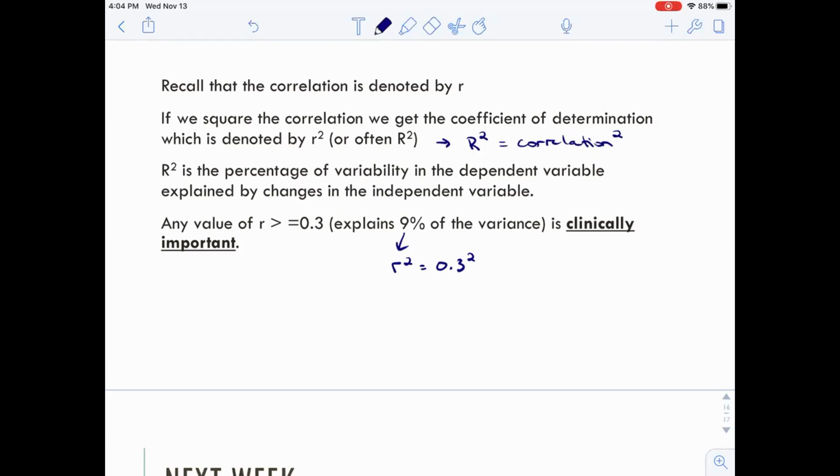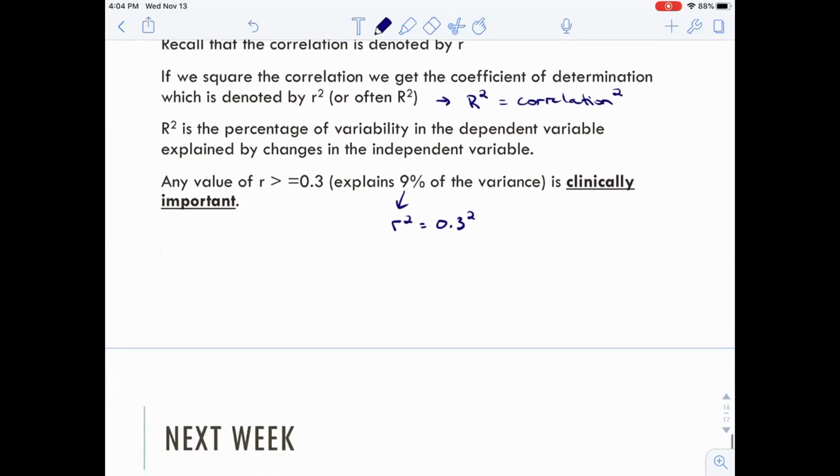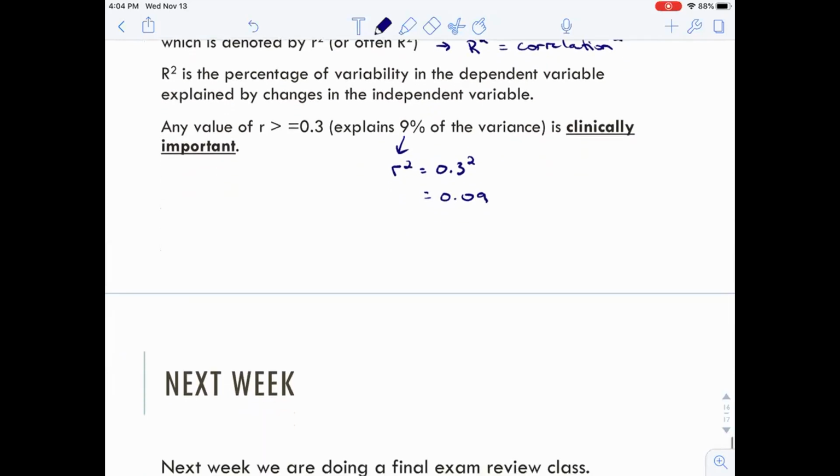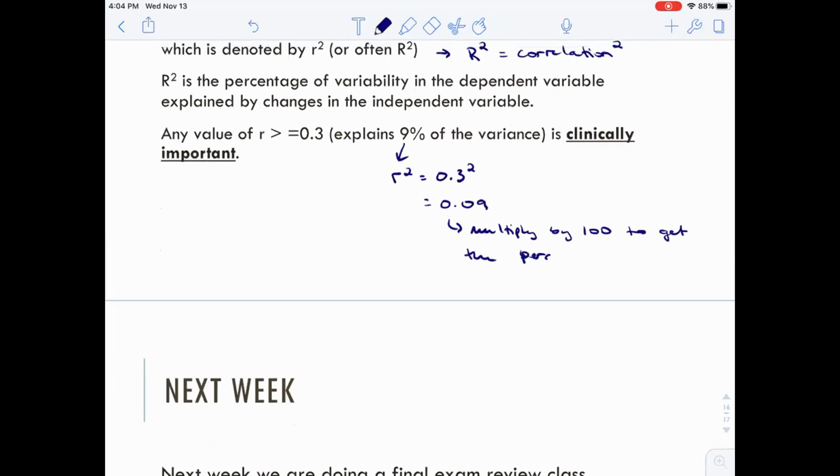Because decimals squared are kind of finicky. Make sure you get 0.09, but then as a percentage, you're going to have to multiply by 100 to get the percentage.